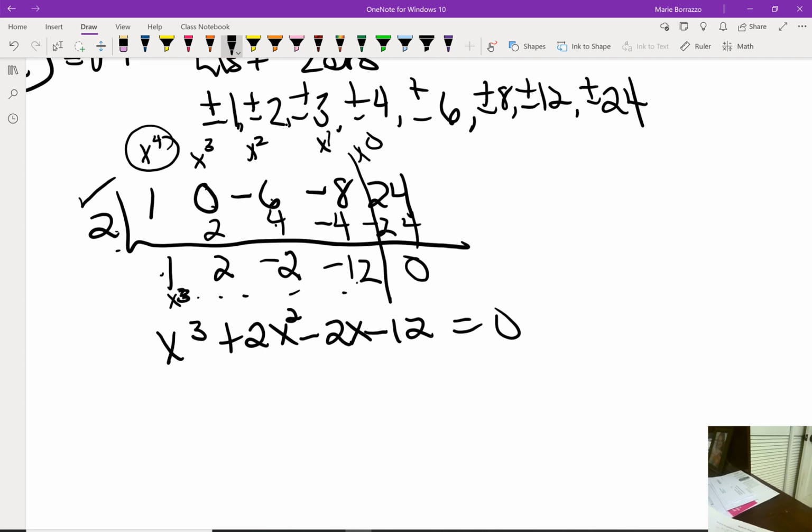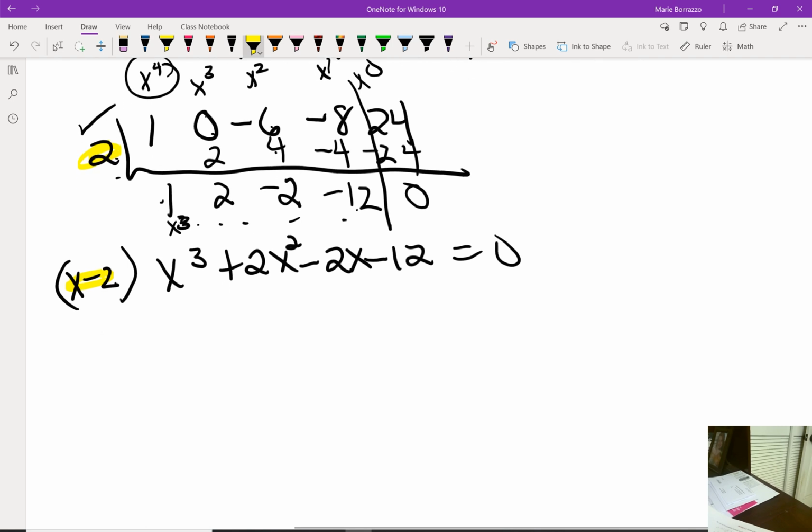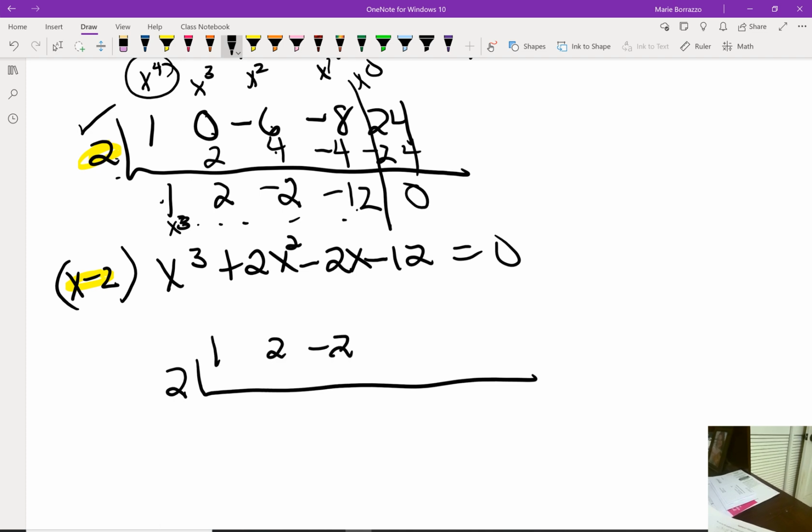All right, so now we're here. And I know that I have x minus 2 as one of my factors. I know that because I'm looking at it right here. It's always the opposite in factor form. So if I try the 2 again, I'm going to divide by the 2. Notice that I'm using my coefficients 1, 2, -2, -12. And do the math. Drop the 1.